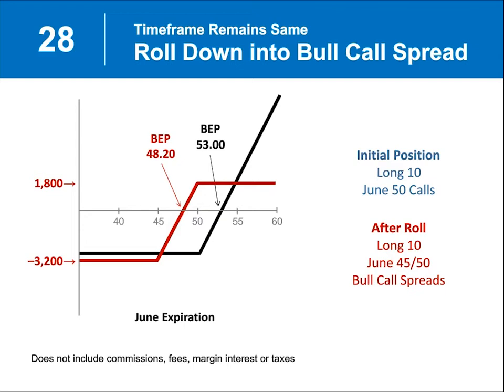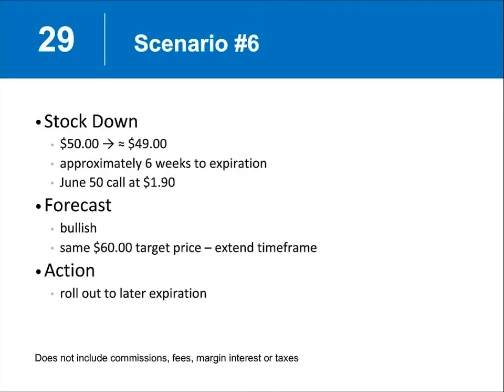Let's take another example with the stock moving against us slightly. In this case, the stock has moved down from 50 to 49. We have 6 weeks to expiration. The June 50 calls are trading at $1.90. Market's consolidating, volatility is getting crushed, and our option value has been reduced dramatically. We are still bullish. We still have our price target of 60, but we certainly need more time. This move to the upside just has not occurred anywhere near the time frame we expected.